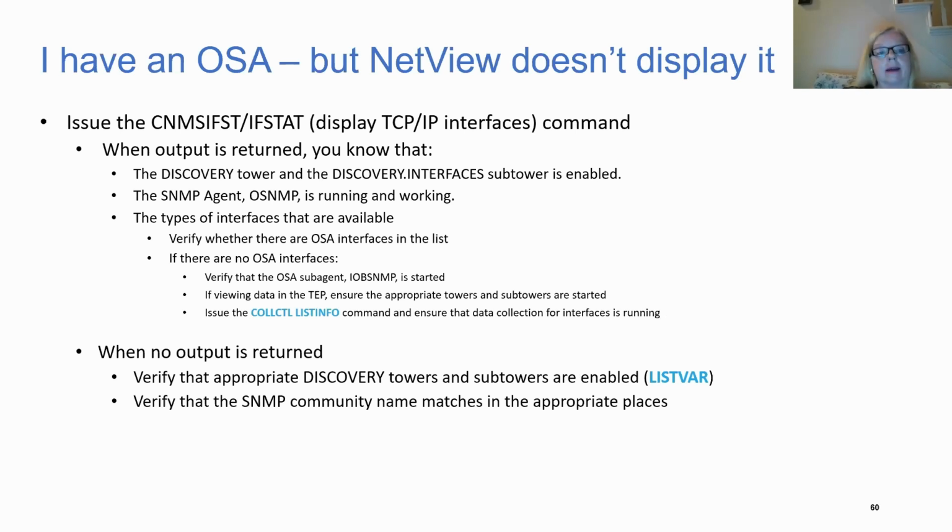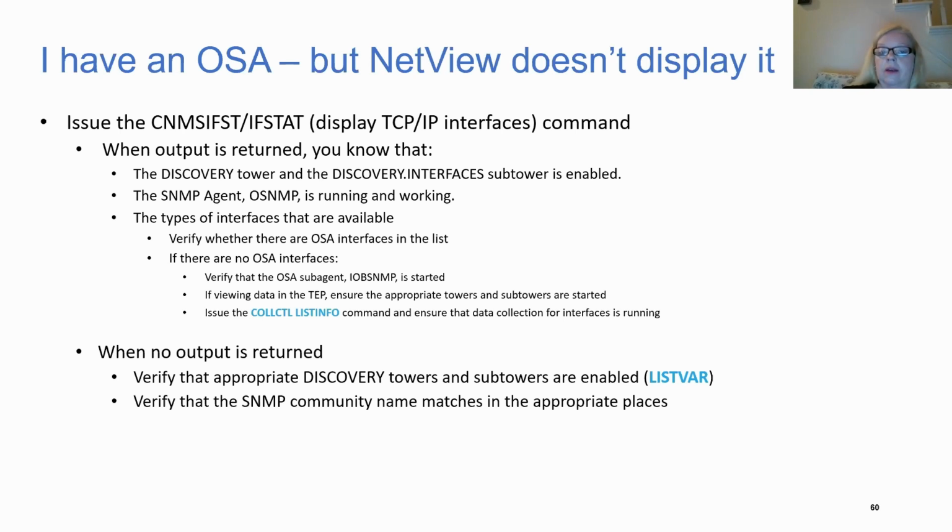Now, if you can't see it, I'm back up at the top here, you're going to issue a command, CNMS IFST as the sample, or IFSTACK commands to display your TCP/IP interfaces. So if you get data there and you see your OSA interface, then you know your towers are enabled, you know the SNMP agent and OSNMP is running and working, and you can see the type of interfaces that are available. So once you verify that you can see your OSA in the list, then you should be able to see the information in the Tivoli Enterprise Portal.